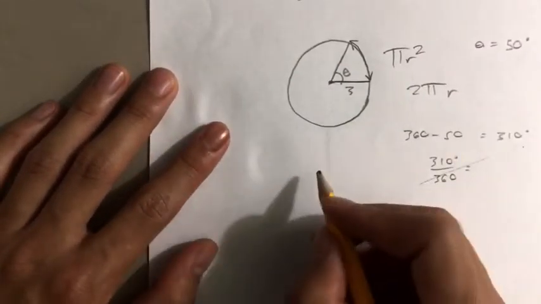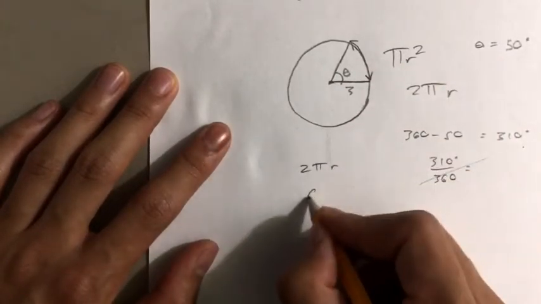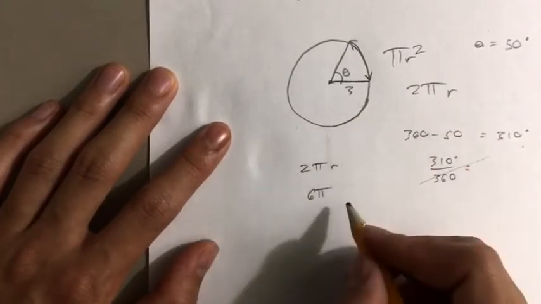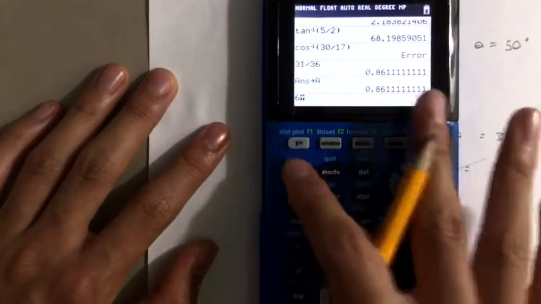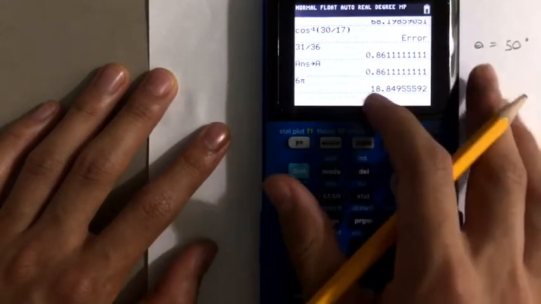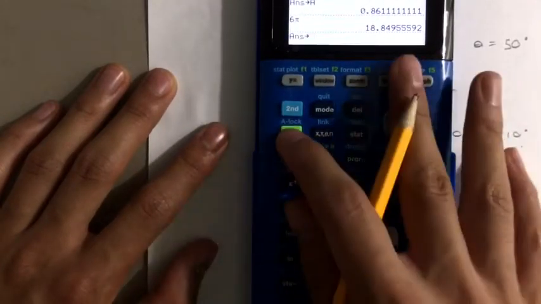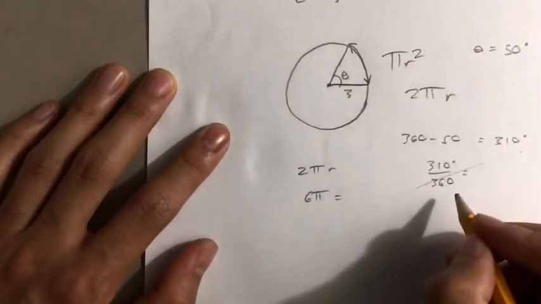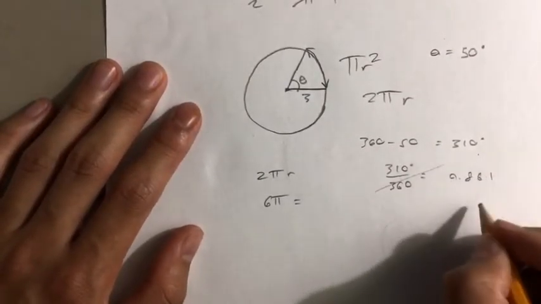And now let's find the circumference. So 2 pi r, what's that? Well, that's 6 pi, because r is 3, so 3 times 2 is 6. So 6 pi, that equals 6 times pi. That's 18.849. Let's store that in our calculator. So store b. So now you want to find this. And you know that the ratio here is some number, 0.861.